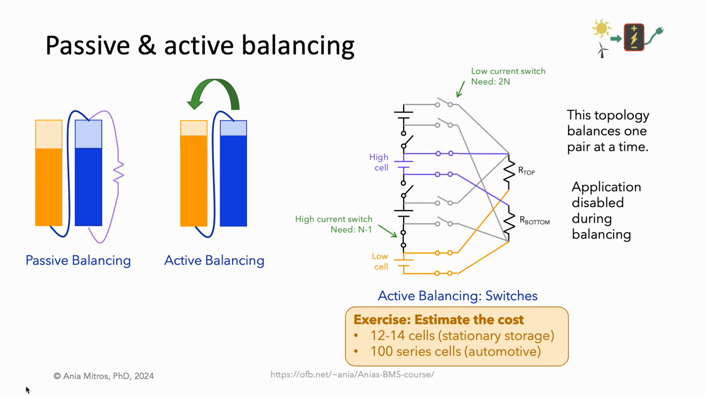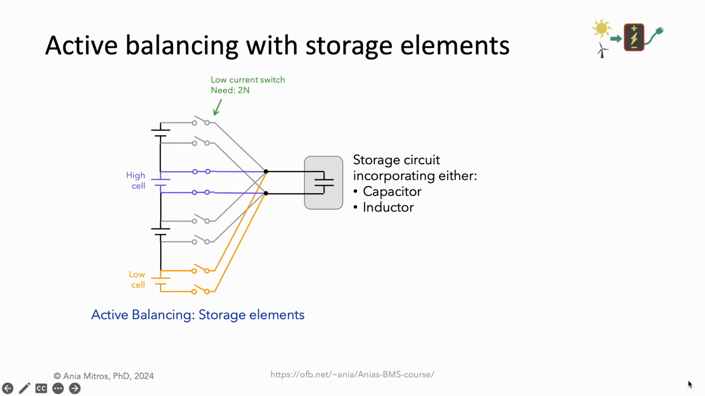Consider looking around on the internet and estimating the cost of this solution for a stationary energy storage battery with 12 to 14 series cells, or an automotive battery with 100 series cells. More frequently, I've seen proposals for active balancing using either capacitors or inductors as storage elements. This allows us to omit the high current switches, which substantially reduces the implementation cost.